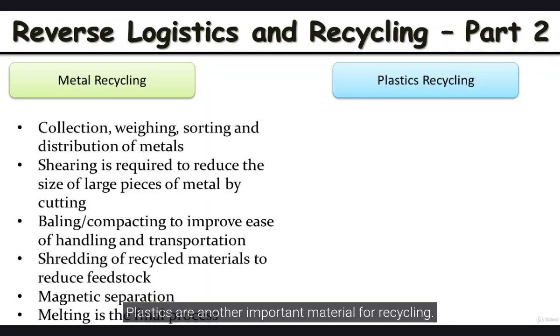Plastics are another important material for recycling. The use of plastics, as opposed to papers and other materials, has always been controversial. Should supermarkets ask customers to use plastic or paper bags? As far as packaging is concerned, the use of plastics is indeed more environmentally friendly than paper.